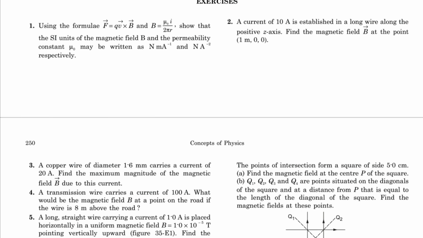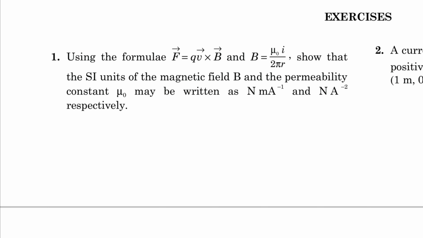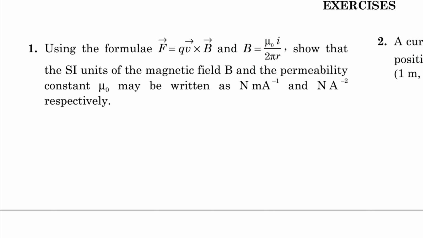So let's do the exercise questions. First question is, using the formula F equal to QV cross B and B equal to mu naught I upon 2 pi R, show that SI unit of magnetic field B and permeability constant mu naught may be written as the following. So this is the first question. Now this formula is given.